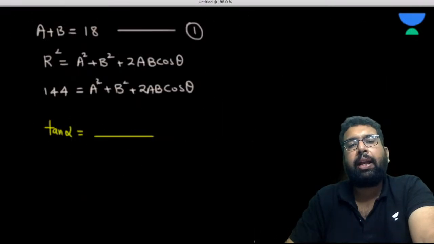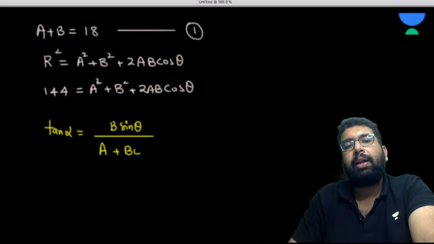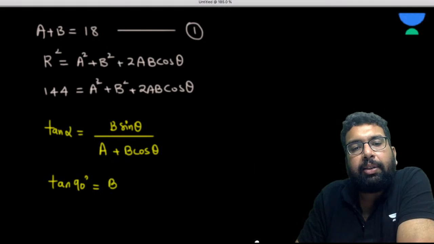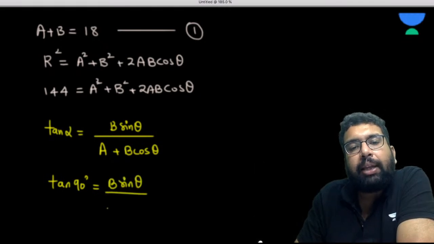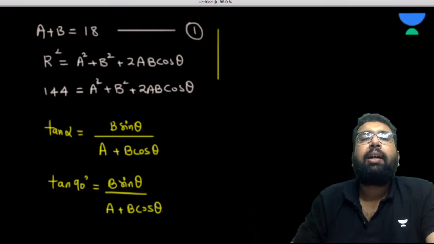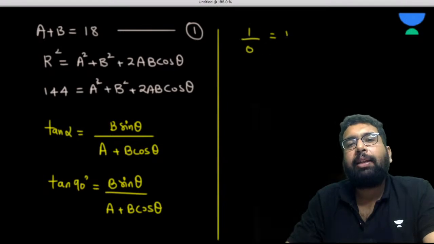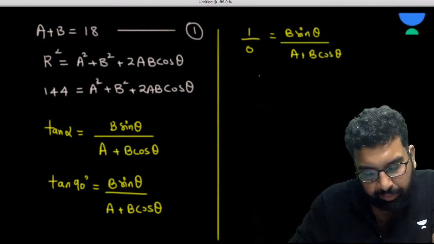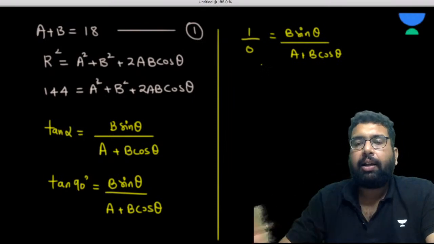So I shall write tan alpha equals B sine theta upon A plus B cos theta, right? Now this alpha is given to be 90 degrees. Sir, we know that tan 90 is undefined. It is basically 1 by 0. And this is B sine theta upon A plus B cos theta. Now from here, I'll come back to it.